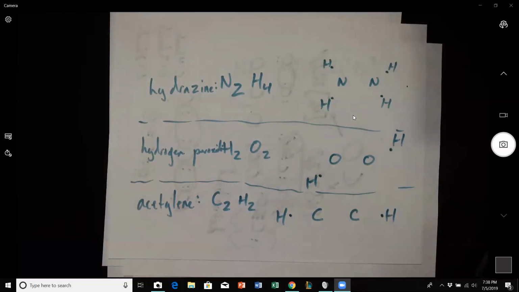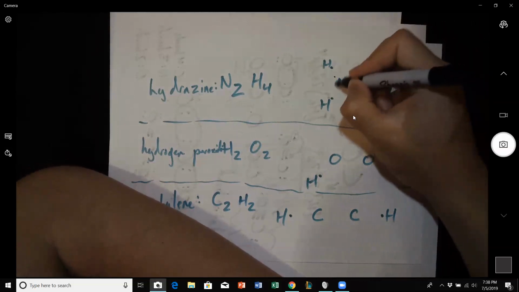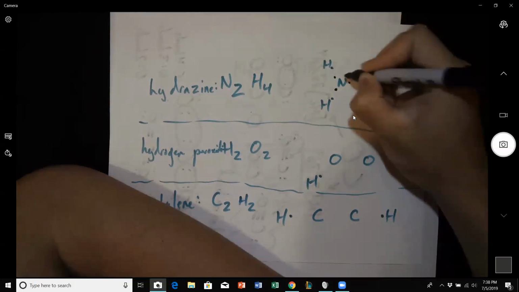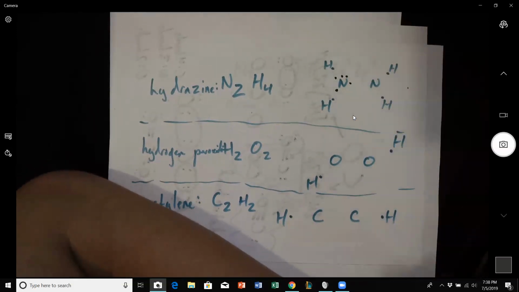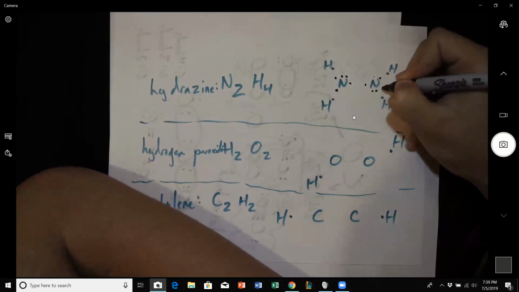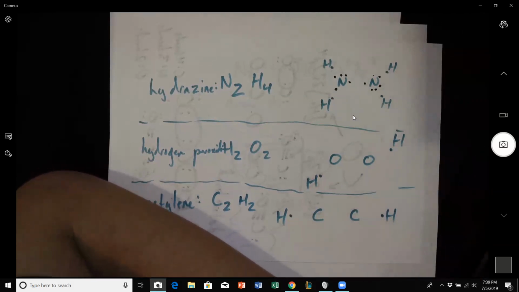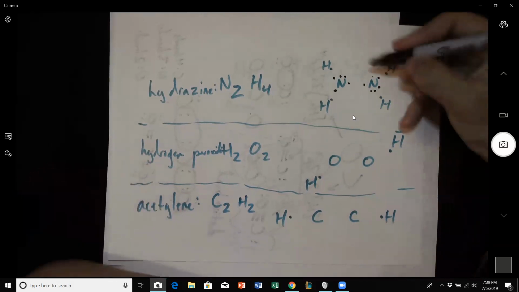So can someone tell me how many valence electrons nitrogen has? Okay, great. So 5 valence electrons. So I'll fill those in. 1, 2, 3, 4, 5. 1, 2, 3, 4, 5. Okay. Ignore this little speck there.